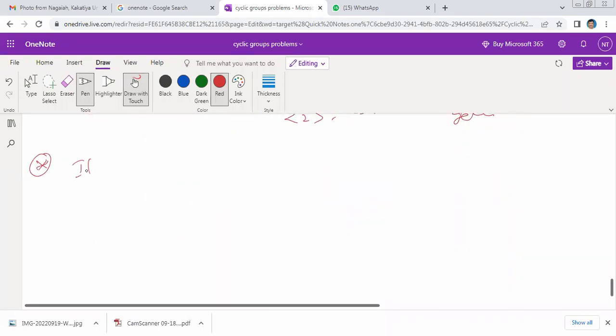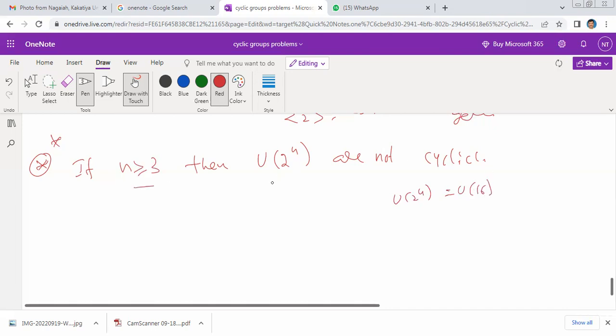So if n is greater than or equal to 3, then U of 2 power n is not cyclic. Remember this formula, one of the properties: U of 2 power n is always not a cyclic group. We took U of 2 power 4, which has 16 elements, and U of 2 power 4 is not cyclic.